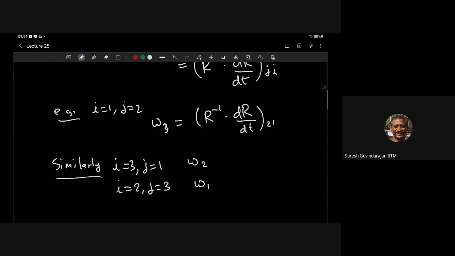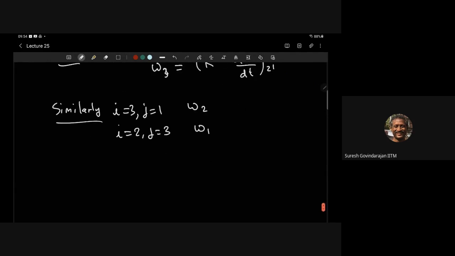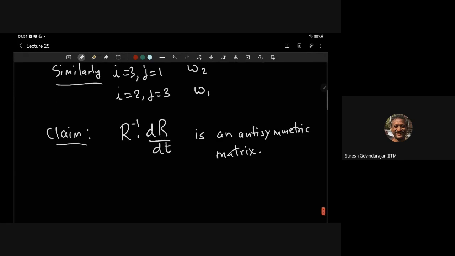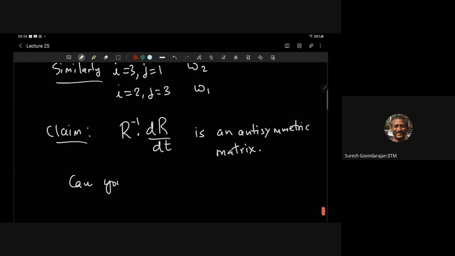Okay, that's it. Okay, so I'll make a claim. R inverse dR by dt is an antisymmetric matrix. Can you prove it? Okay, hint: R can always be written as e to the power of some antisymmetric matrix.